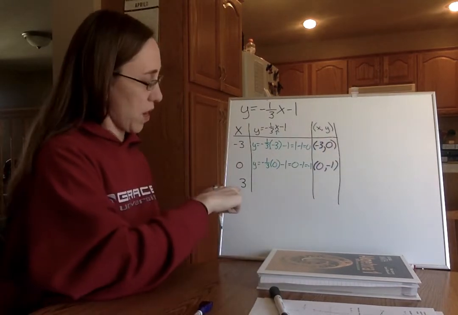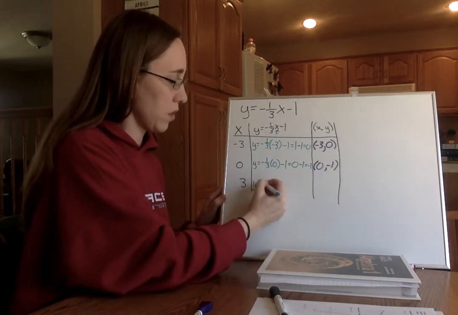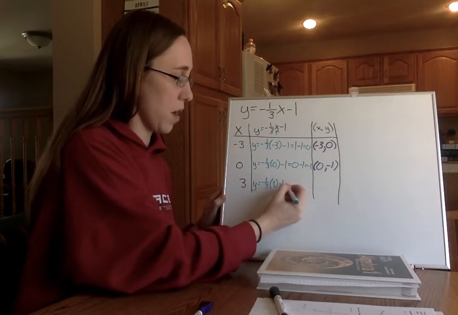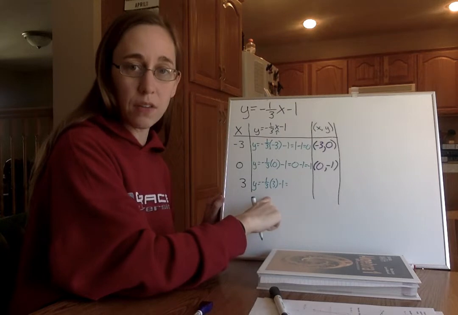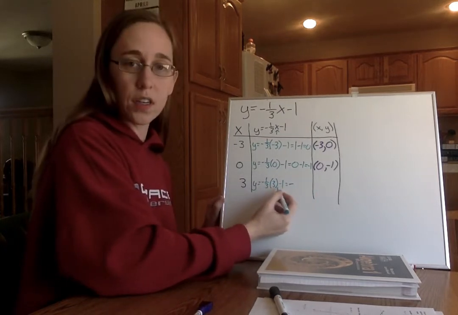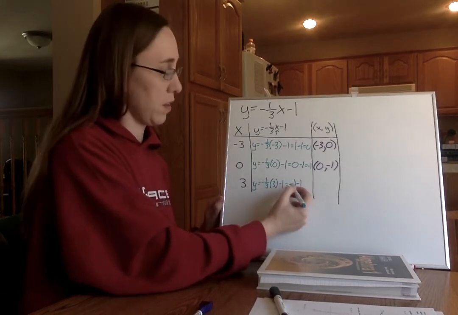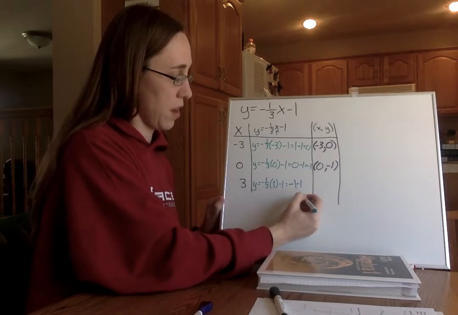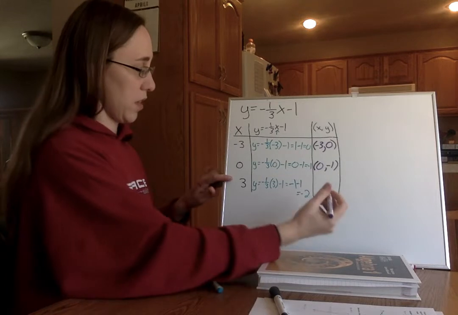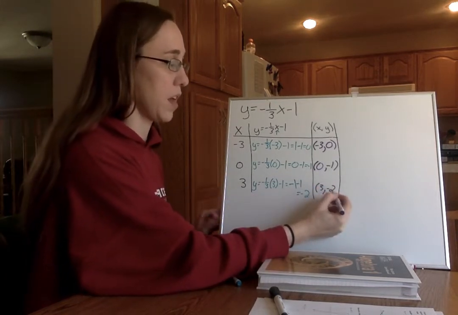For the last point, we're going to use a 3 for our x. So y equals -1/3 times 3 minus 1. Well, negative times positive is a negative, so we know we're going to have a negative number there. 1/3 times 3 is 1. And then we still have that minus 1. Well, -1 minus 1 is -2. So our point, well, the x was 3. The y we calculated was -2.